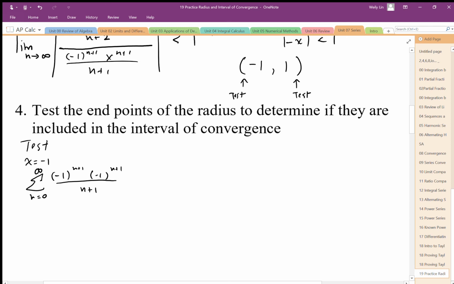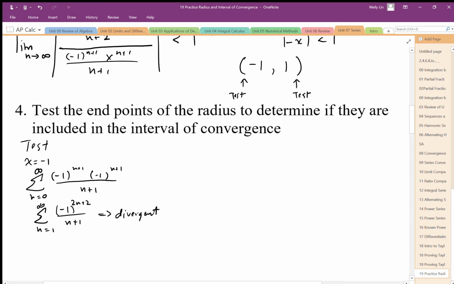So this is going to end up being 2n+2. So we're going to end up with our (-1)^(2n+2), which is always positive. So this looks like this: the sum from n equals 0 to infinity of (-1)^(2n+2) over n+1. Well, that's going to be always even, so it's going to be positive. So we know that this is a harmonic series that doesn't alternate, so it is divergent.